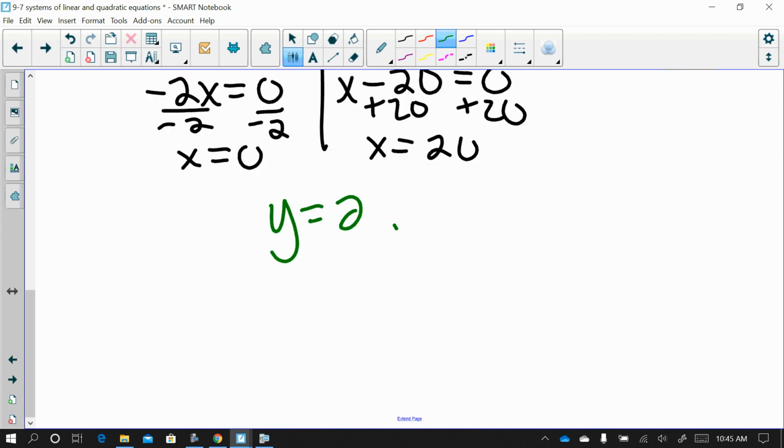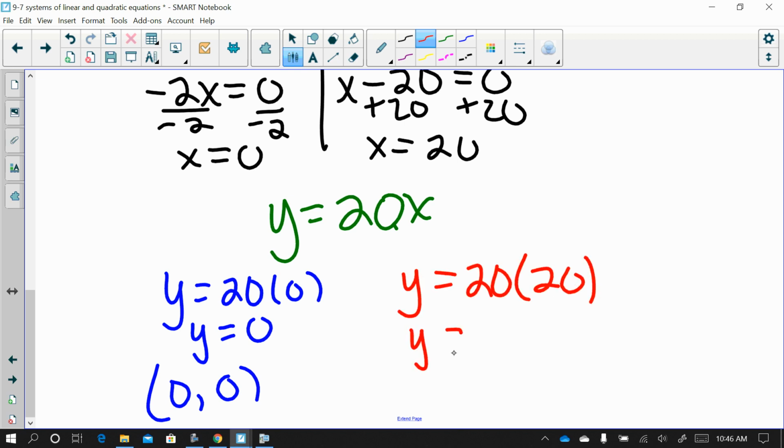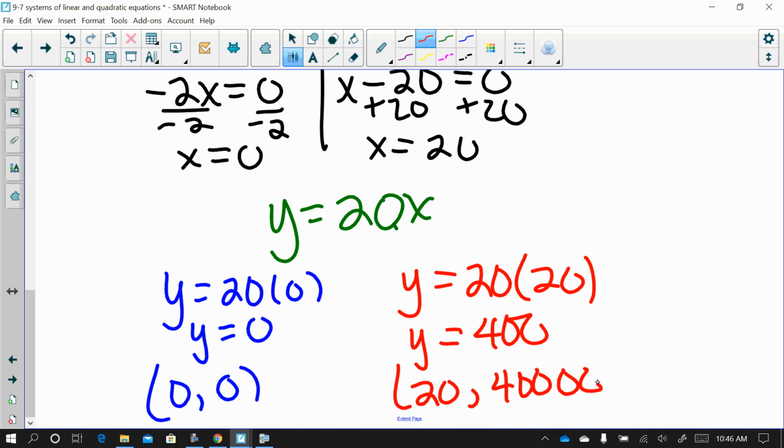So y equals 20x. First thing I'm going to do is plug in 0. So y equals 20 times 0. I get 0. So when I sell 0 phones, I make $0. Okay, now we're going to plug in 20. y equals 20 times 20. So y equals 400. So this means when I sell 20,000 phones, I'm going to make $400,000. Okay, and it's okay if you just leave it just like this, because they already told you that it is in thousands. This is the one that's most interesting because this one's pretty much common sense over here. If I sell 0 phones, I'm not making any money.